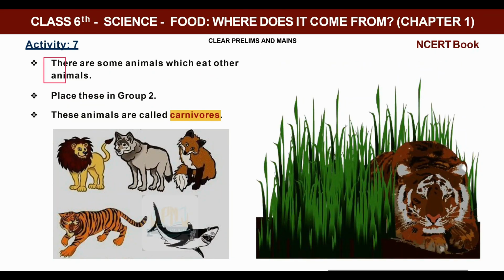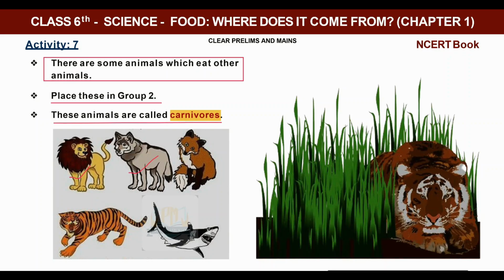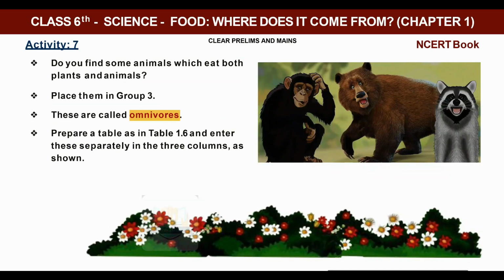So there are some animals which eat other animals; these are known as carnivores, you know that. You place them in group 2 in your books. These animals are called carnivores, those who eat animals only. Here you can see the lion, fox, jackal, tiger, shark. These are carnivores, and they eat only animals or meat.